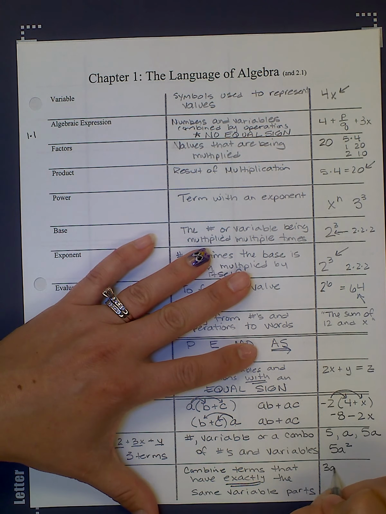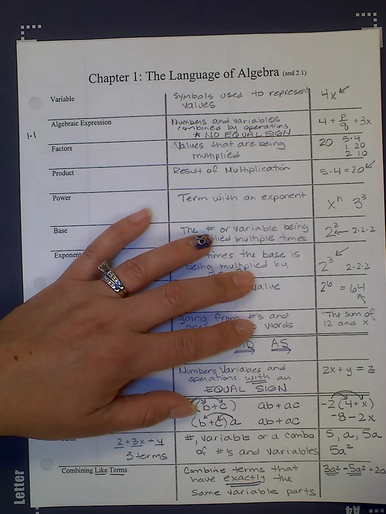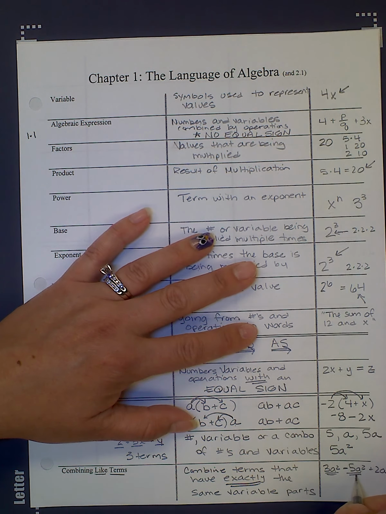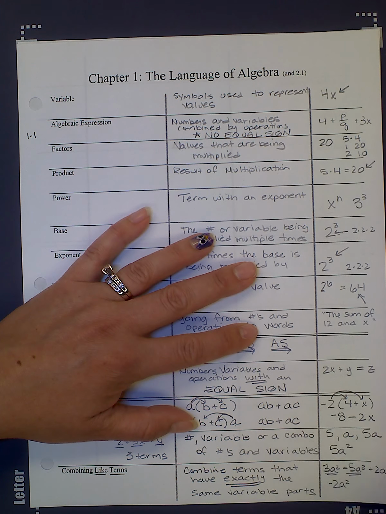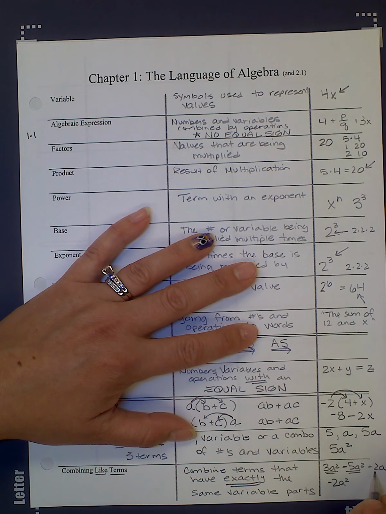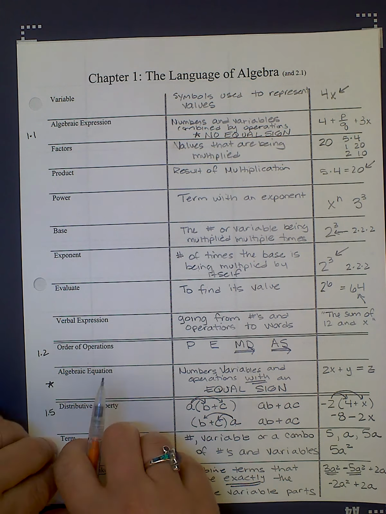So if I have 3a squared minus 5a squared plus 2a, I can only combine this 3a squared with this negative 5a squared because they're both a squareds. So then we know that we have an a squared. That won't change, but 3 minus 5 means negative 2. You just do the addition or subtraction with the coefficients, the numbers in the front. This guy is just a plain old A, so he's a loner. We just bring him down. Okay? So that's combining like terms.